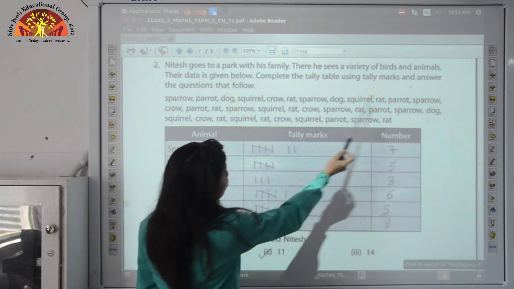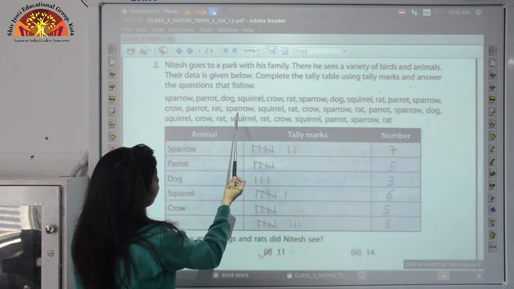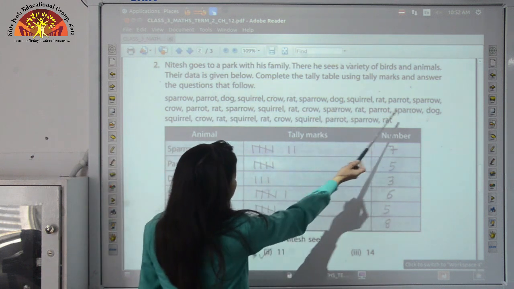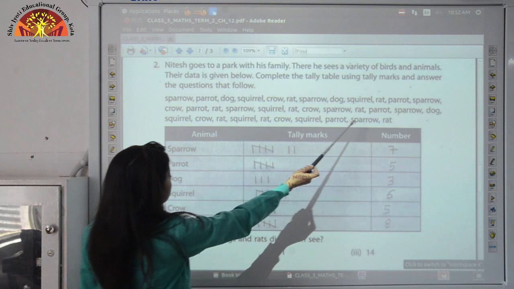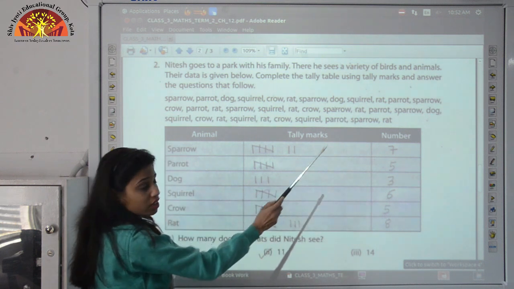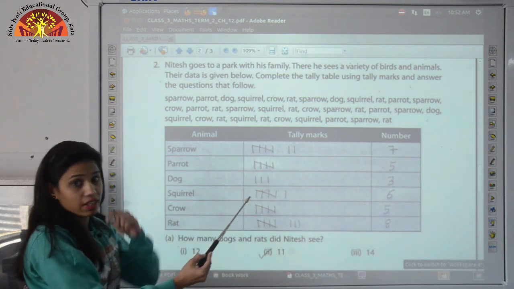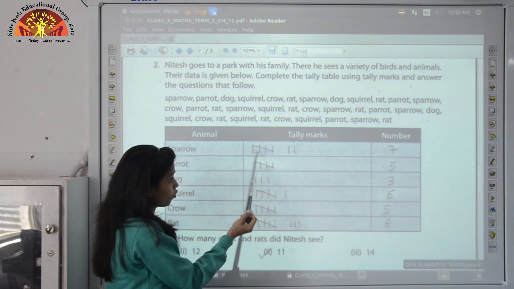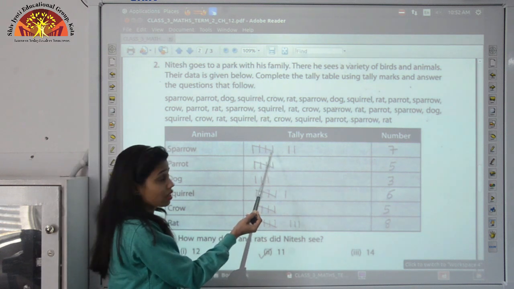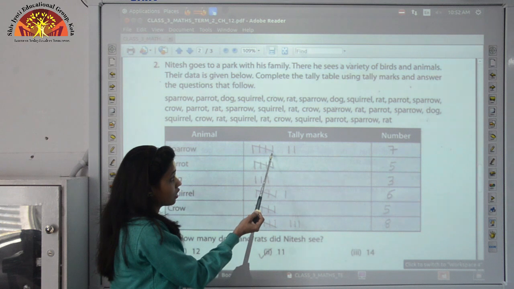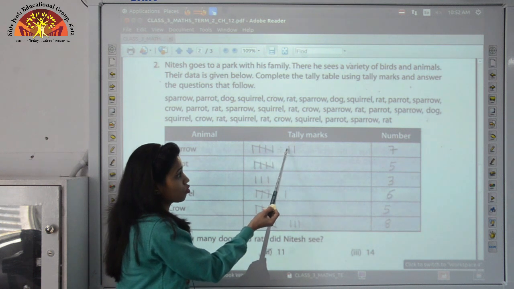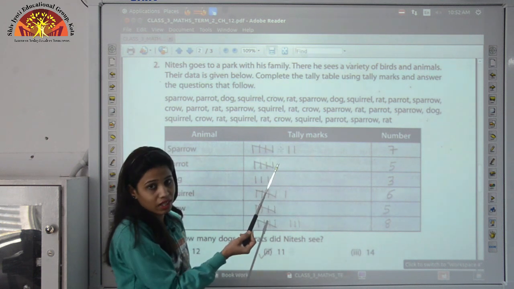1, 2, 3, 4, 5, 6 and 7. 7 sparrows are given, therefore we have to draw 7 vertical lines. That means for 4 vertical lines we will draw like this. For the 5th we will cross it. After giving some space we are going to draw the 6th and 7th vertical lines.